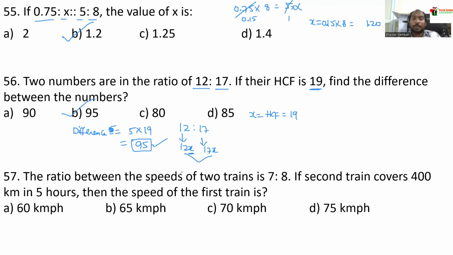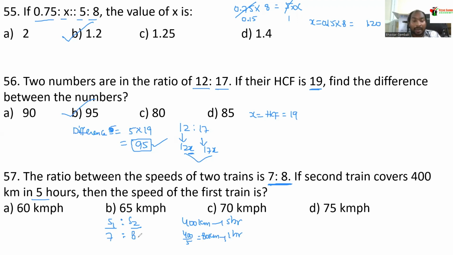The ratio between the speeds of 2 trains is 7 is to 8. If the second train covers 400 kilometers in 5 hours. Okay. So speed 1, speed 2, first train, second train, so it is 7 is to 8. Now what does he say? The second train covers 400 kilometers in 5 hours. So if it is 400 kilometers in 5 hours, how much is it in 1 hour? 400/5 is nothing but 80 kilometers.